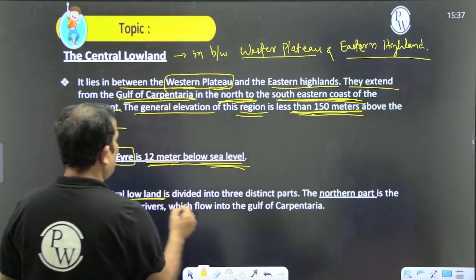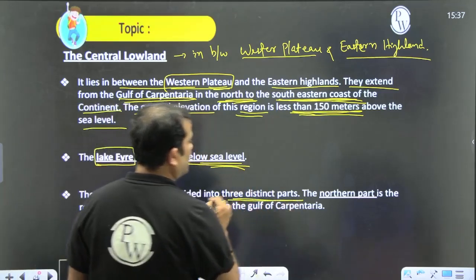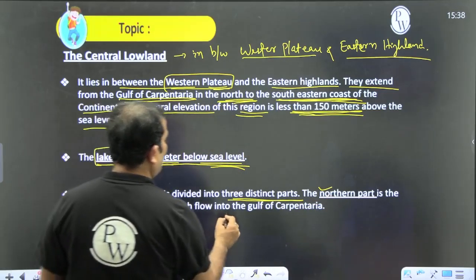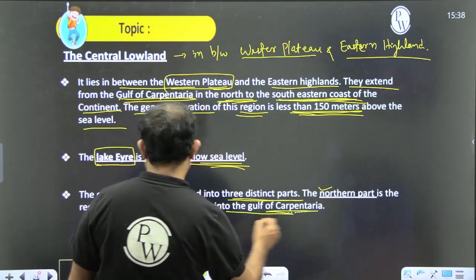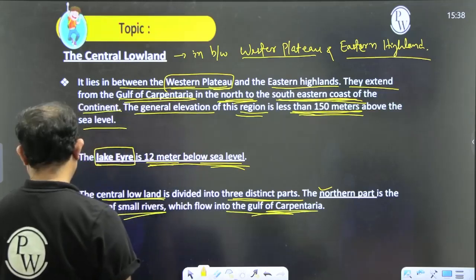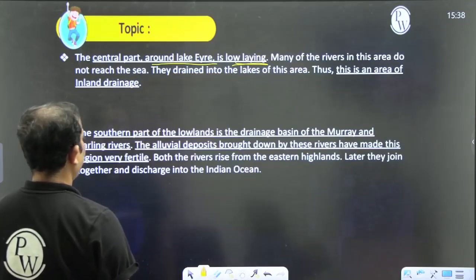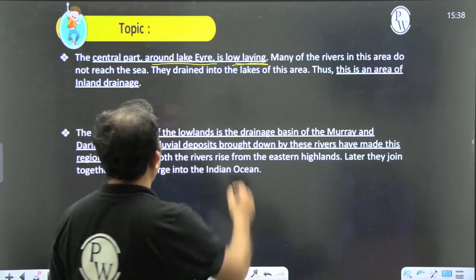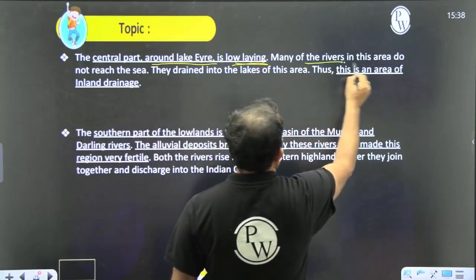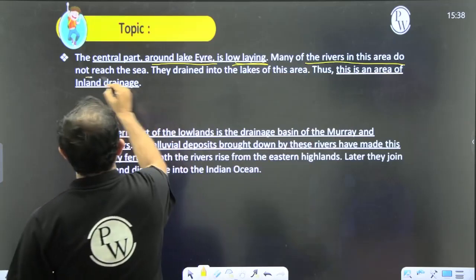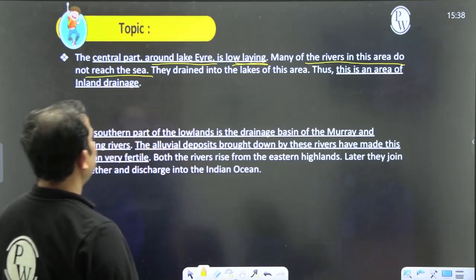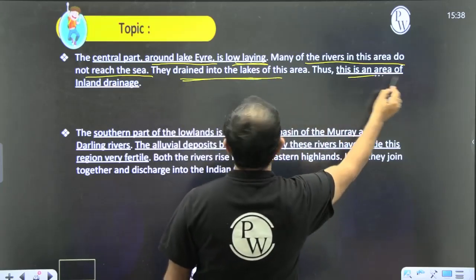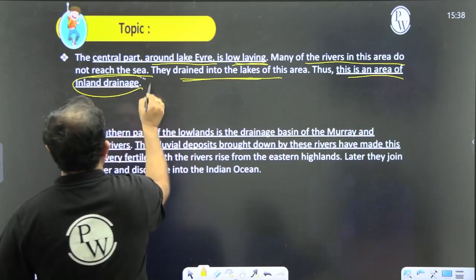The central lowland is divided into 3 distinct parts. One, the northern part, is a region of small rivers which flow into the Gulf of Carpentaria. Then there is Lake Eyre, a low-lying area. Many of the rivers in this area do not reach the sea. They drain into this lake. Thus, this is an area of inland drainage.